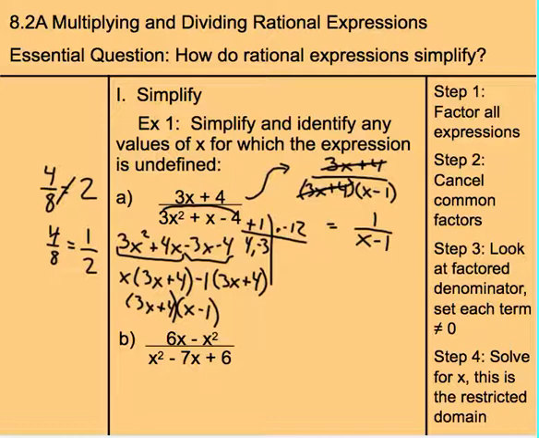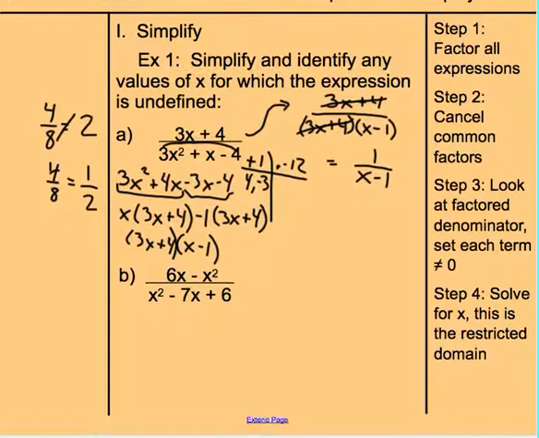The second part is identifying values of x for which the expression is undefined. Remember, division by 0 is undefined, so we cannot have 0 in the denominator. So there are a couple of values of x that would make the denominator 0. First of all, if 3x plus 4 equals 0, because before we canceled it, that was part of our original denominator, so x cannot equal negative 4/3. Or, if x minus 1 were 0, x cannot equal 1. So this is what's called the restricted domain.